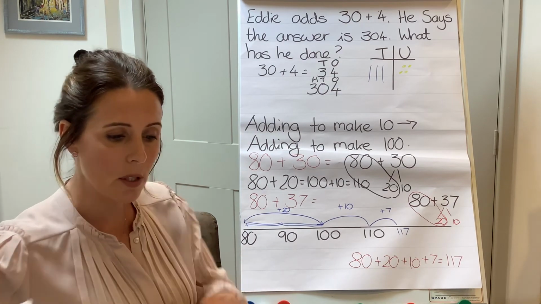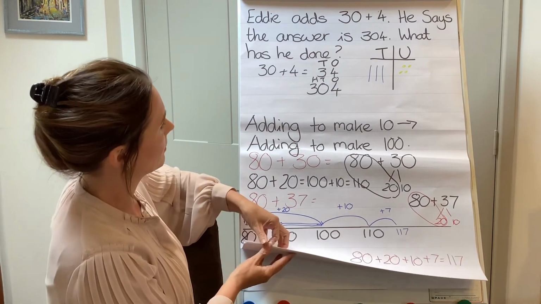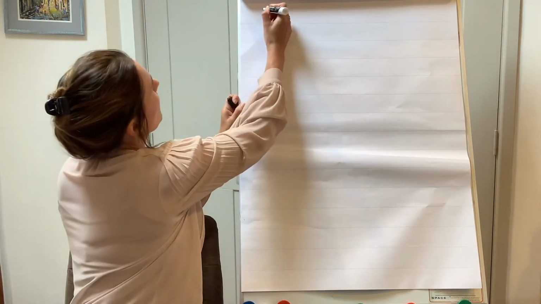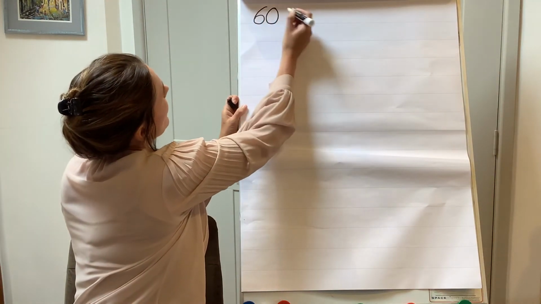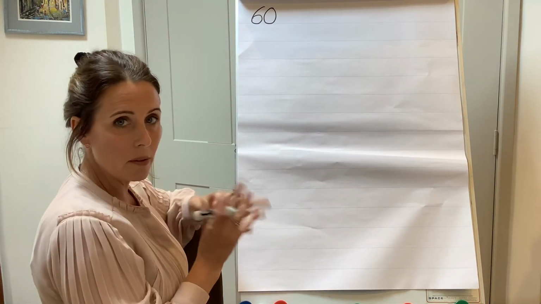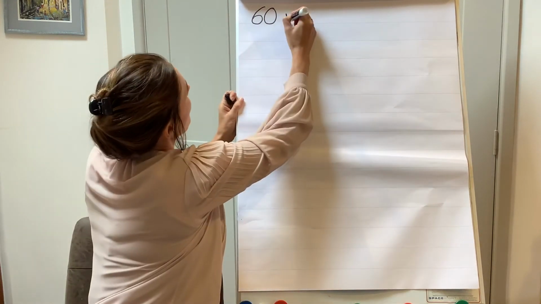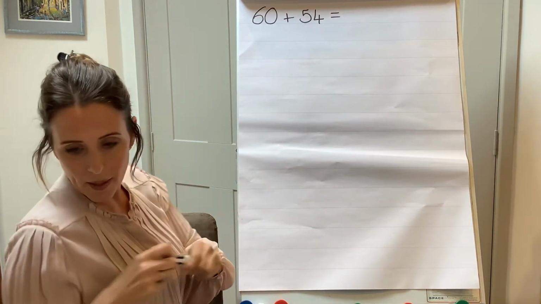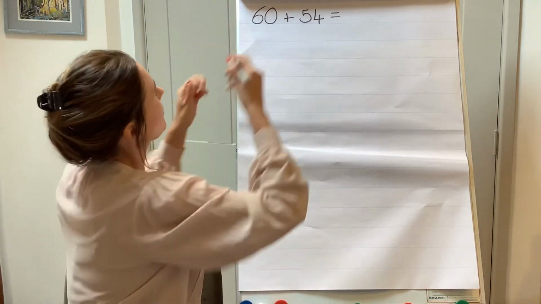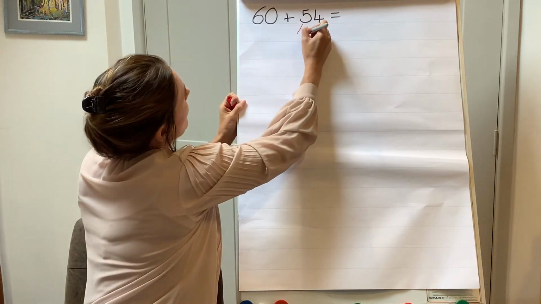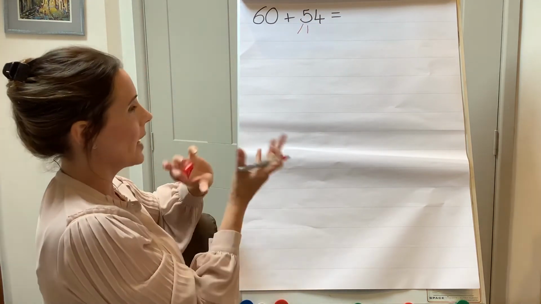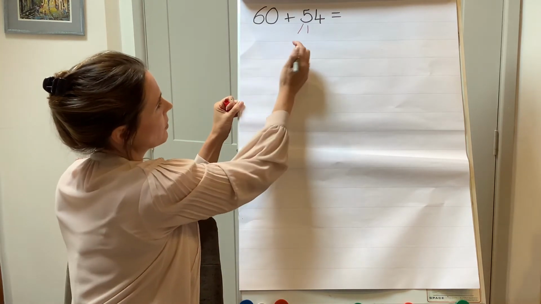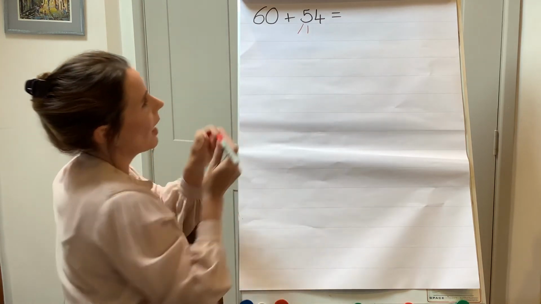Okay, now it's your turn to have a go at these. Have a go at regrouping to make 100 using your number bond knowledge to 10 to add these together. So 60 add 54. How can you partition the 54 into tens and ones differently to make this number into 100 to add together? Have a go at that one.